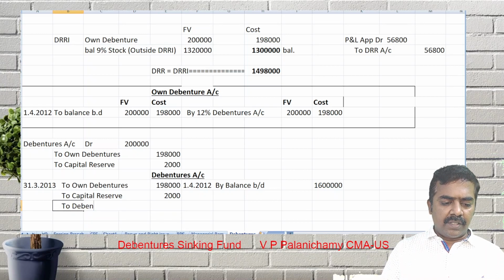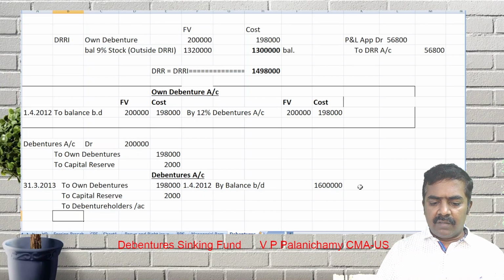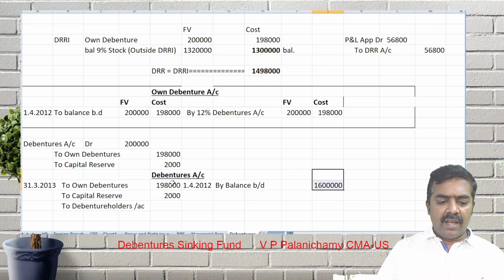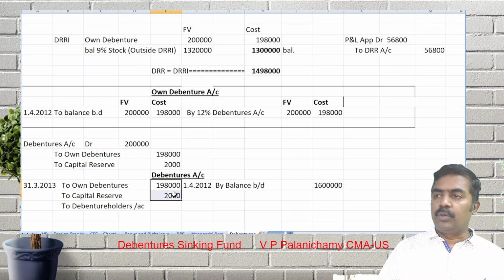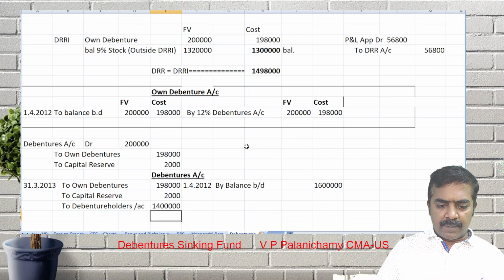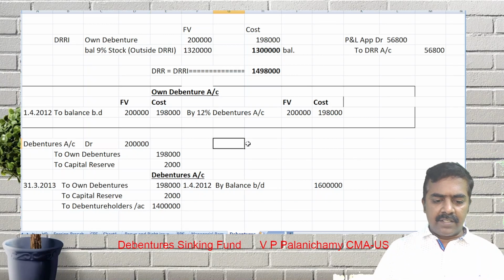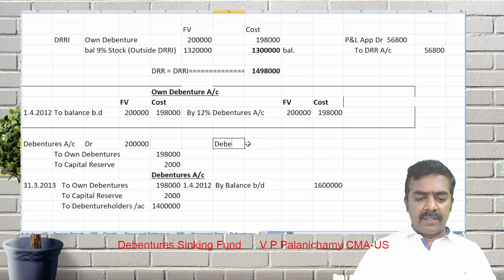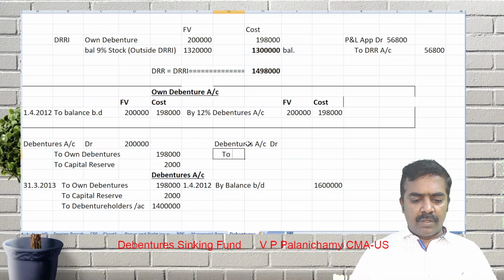To debenture holders. To debenture holders எவ்வளவு redeem பண்ணணும்? Balance. ரொம்ப சிம்பிள்ங்க. What is the total debentures? 16 lakhs. அதுல own debentures எவ்வளவு இருக்கு? 2 lakhs. இன்னும் balance எவ்வளவு outsiders pay பண்ணணும்? 14 lakhs pay பண்ணணும். Journal entry pass பண்ணது ரொம்ப simple. Remaining debentures redeem பண்றதுக்கு what is the entry we will pass? Debentures account debit to debenture holders account.